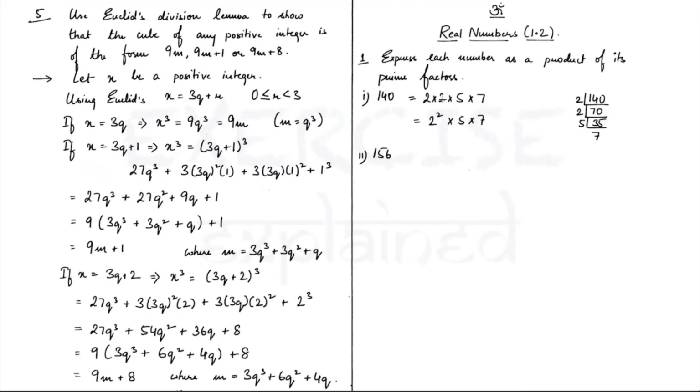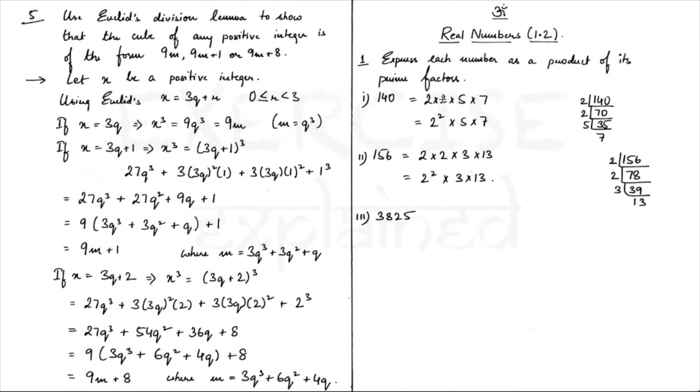Coming into the next question here. So the next question is going to be 156. So for 156, what we can do is we can write it as first we divide it by 2, and as we divide it by 2, what happens is I get quotient as 78. Now 78 is again divisible by 2. So I again divide 78 by 2, and what I get is 39.